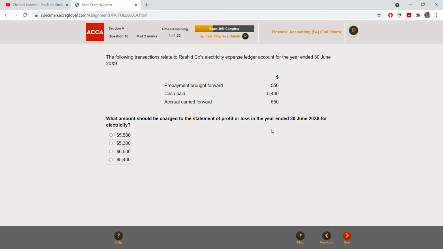So for this also, T account. Starting with this prepayment. Prepayment is a debit balance. From here, cash paid. This also will be a debit balance. So you can add both this, and the accrual carried forward. This also will be a debit balance. The carried forward. So add all, and it will be 6,600.